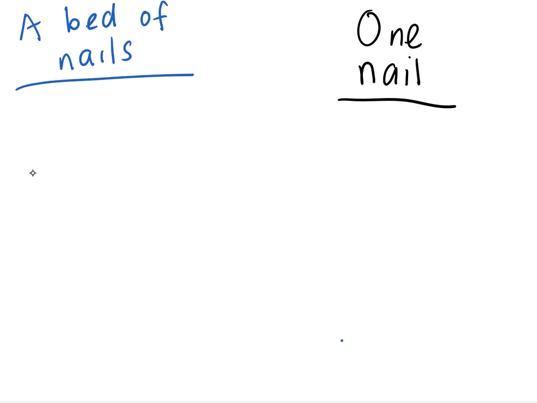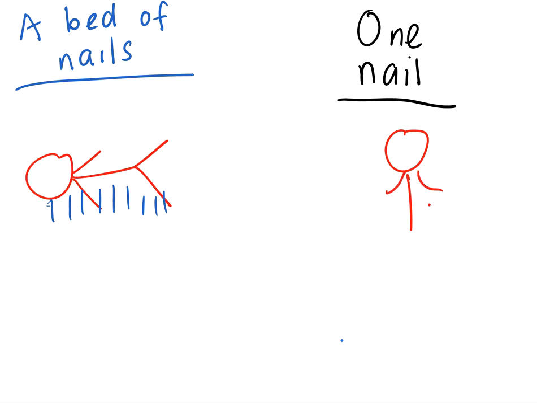So let's say this person is lying down on a bed of nails. All right, so you have many of the nails that the person is lying down on, and the other person is standing up. Let's say this is the feet, all right, and stepping on one nail. Now, let's assume that we are talking about the same person here. So therefore, because it's the same person, the weight is the same.